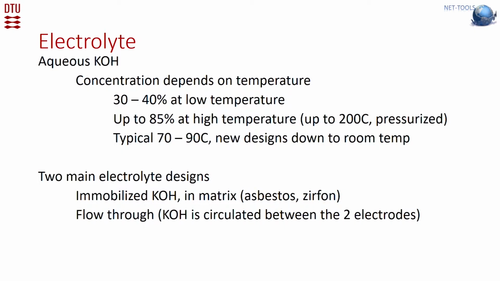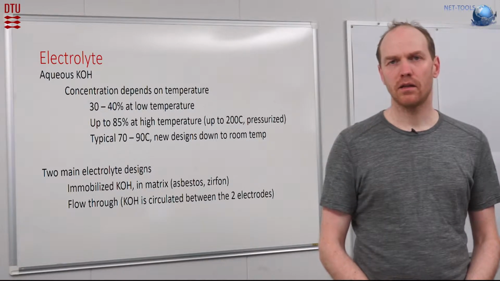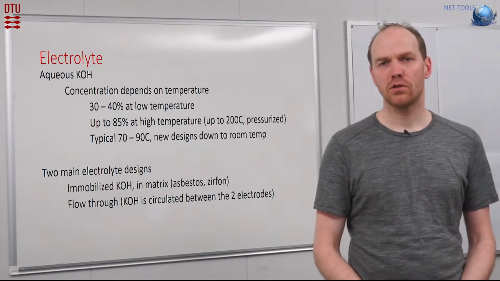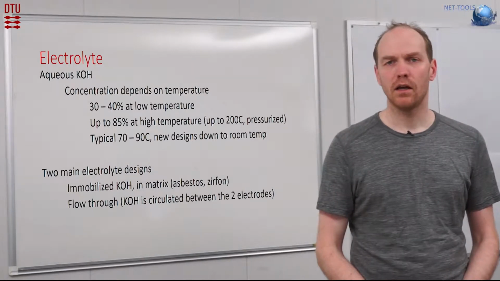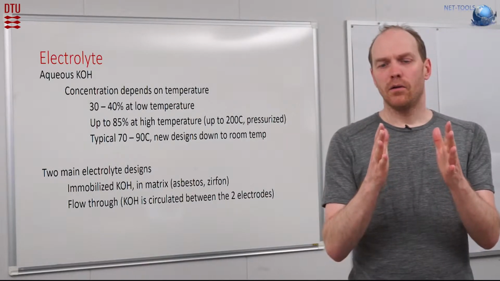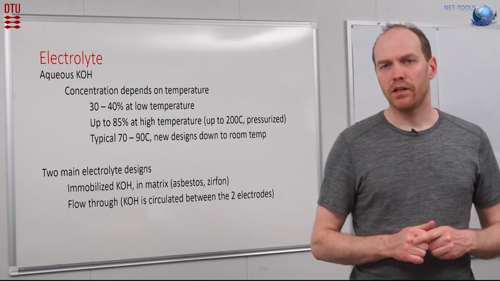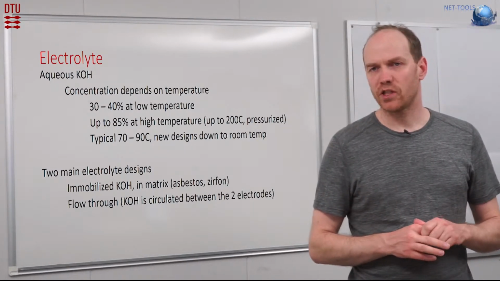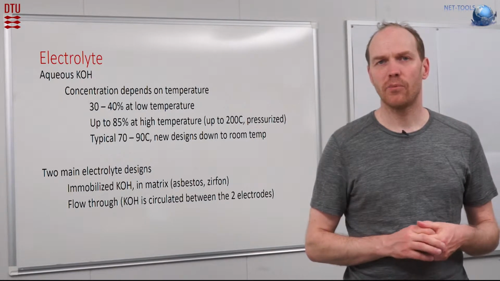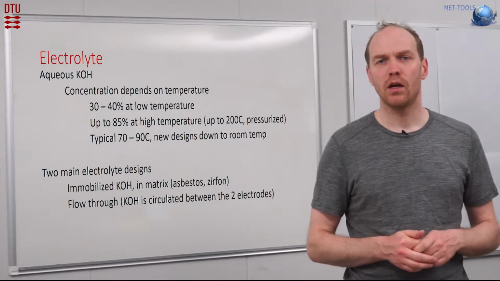There are two main electrolyte designs in the alkaline fuel cell systems. Either the potassium hydroxide is immobilized in some sort of matrix, where the two electrodes are then bonded to either side of this matrix. Historically, the matrix has been made out of asbestos, but now a material called Zirfon is primarily used.